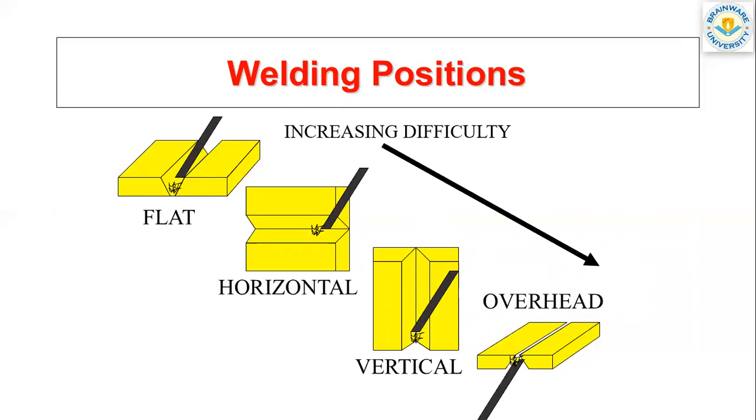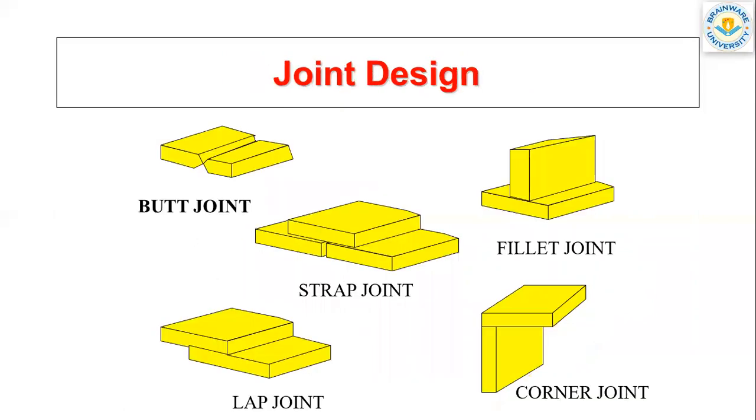Next, we can also define our welding process with joint designs. This is our butt joint, this is our fillet joint, this is strap joint, this is called lap joint, this is called corner joint. This is also called the T joint. These are the common types of welding joints.